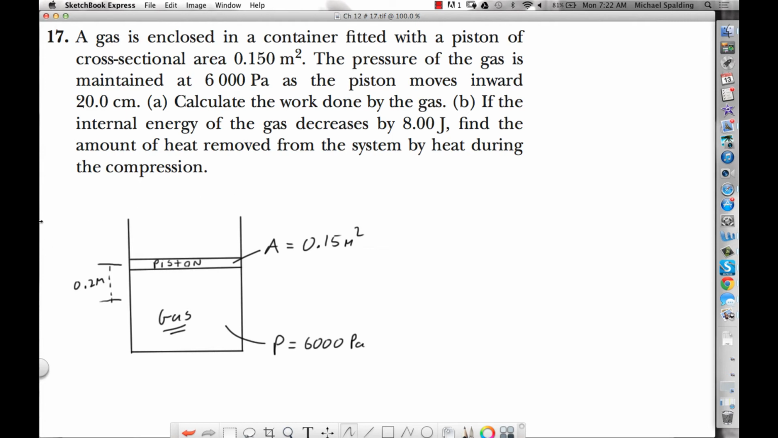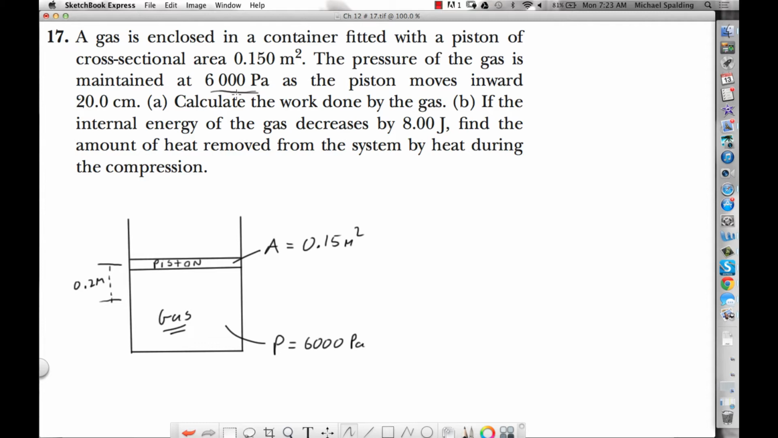Right, so 17. We have this gas in a cylinder with this piston that can move. They tell us that the area of the piston is 0.15 meters squared. That's all metric. It's in meters. That's good. The pressure of the gas is maintained at 6,000 pascals. That sounds like a lot.